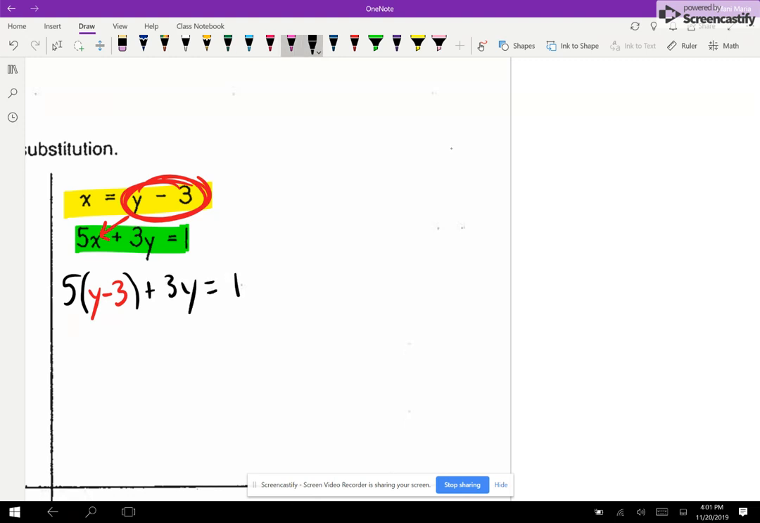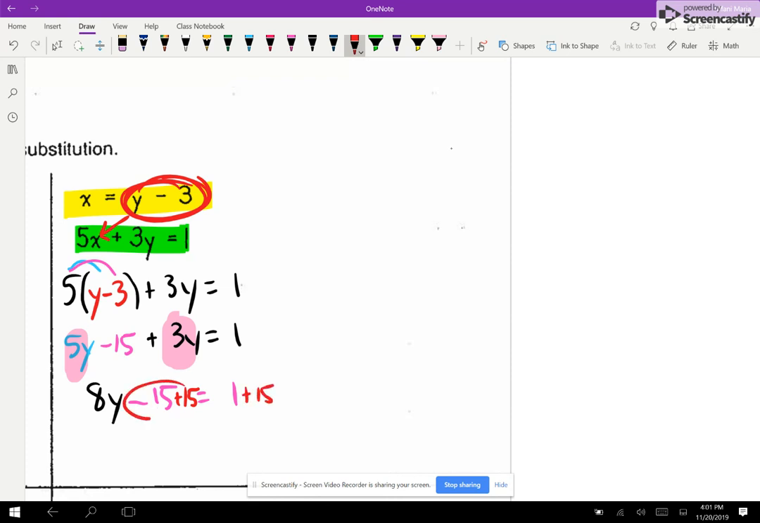Now I only have one variable, and I can solve. So I'm going to distribute. 5 times y is 5y. 5 times negative 3 is negative 15. I'm going to bring down the 3 and the y. So my next step is adding like terms. So I get to take 5y and 3y, and that gives me 8y. And I'm going to bring everything else down. And then I have to make my 0 pair. So I'm going to do plus 15 here, plus 15 here. And I get 8y is equal to 16.